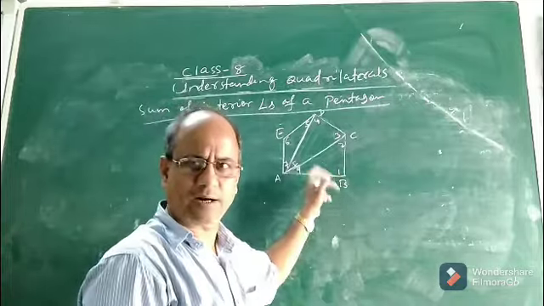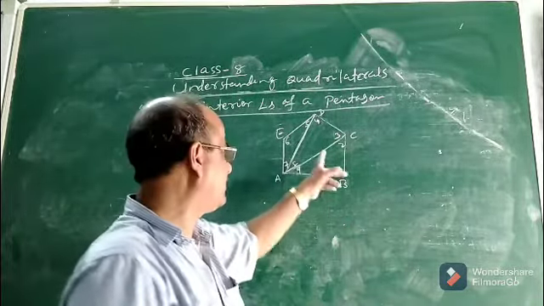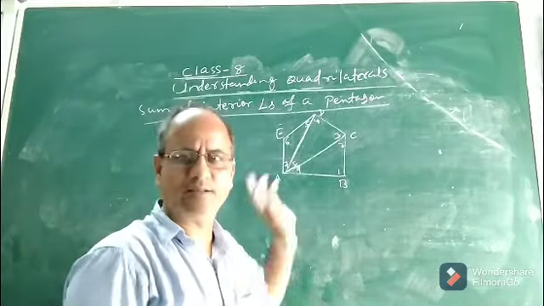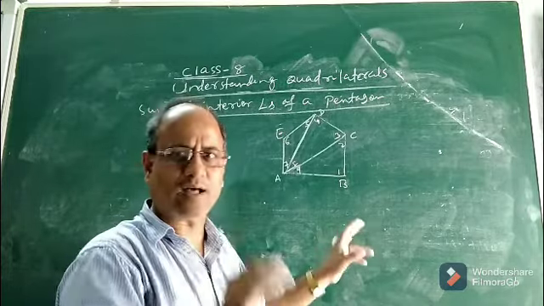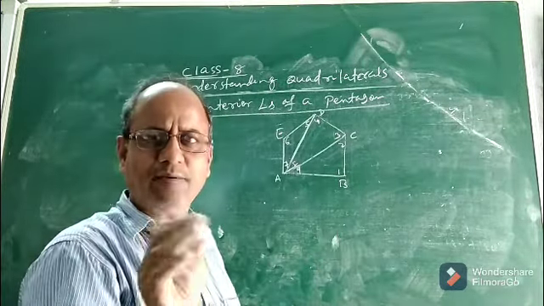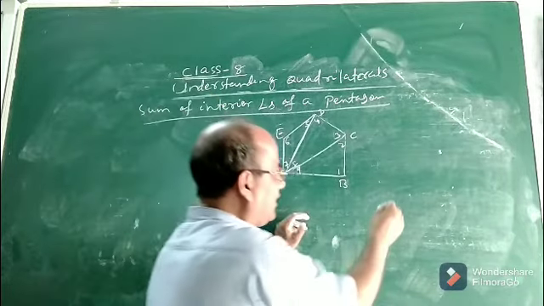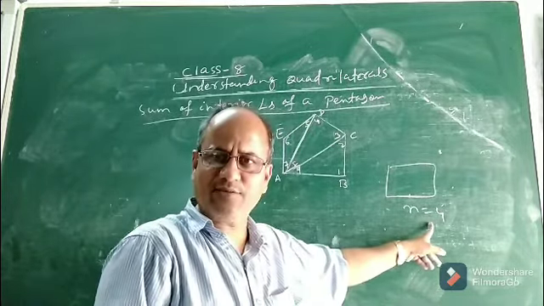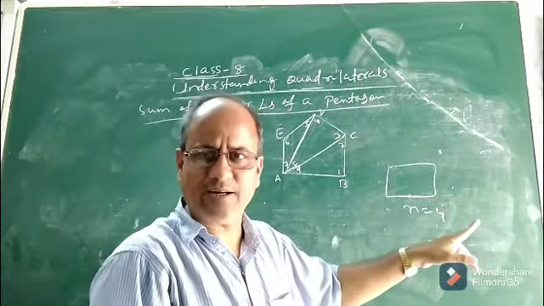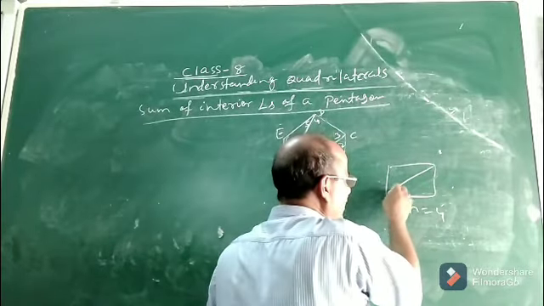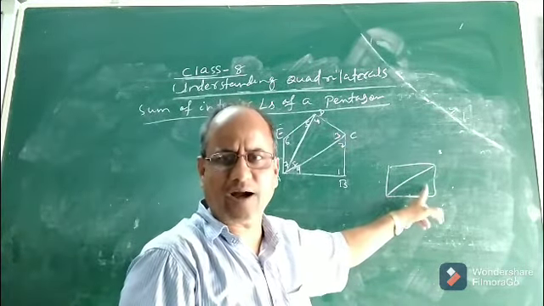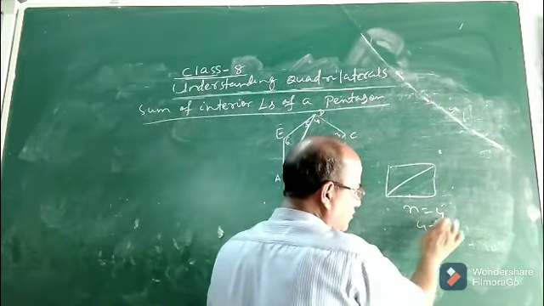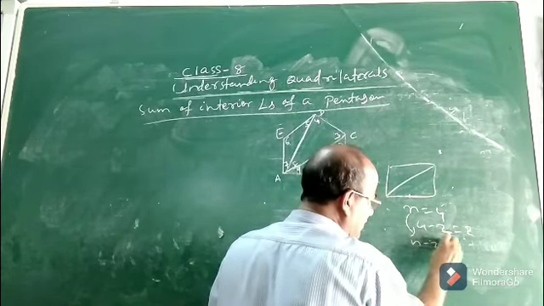Now to find the sum, let us see what you will do. First you divide this pentagon into triangles. Now you will ask me, sir, into how many triangles will we divide this pentagon? A polygon can be divided into how many triangles? In a quadrilateral, what is the number of sides? The number of sides is 4, that is n equal to 4, and we were able to divide it into how many triangles? 2 triangles. That means 4 minus 2, that is 2, or we can say n minus 2.